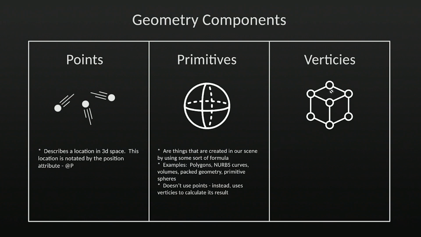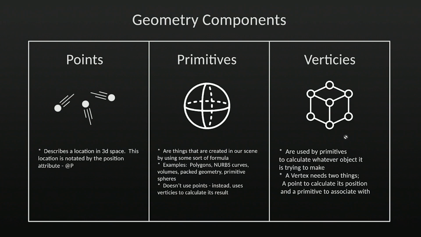And that brings us to vertices. Vertices are used by these primitives to calculate whatever it's trying to make, and it needs two things. It needs a point to calculate its position in space, so where the vertex lives, and it needs a primitive to associate itself with. Which primitive should it belong to so that it can help that primitive calculate its formula?